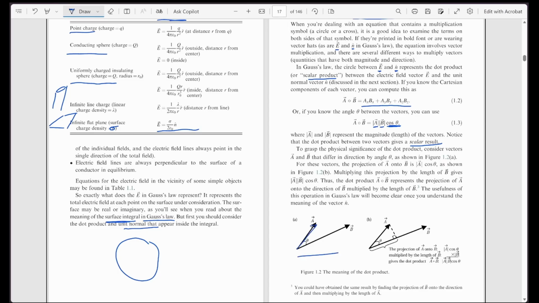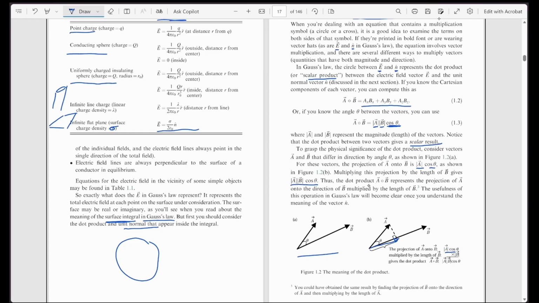So here is an example. We have this vector with a specific direction and this vector with another specific direction. So it's not just normal multiplication, like 5 times 3 equals 15. It's not like that, as each of them has a specific direction. They're vectors, not just scalar numbers. So let's see how the dot product is graphically represented. For these vectors, the projection of A onto B is A cosine theta. Multiplying this projection by the length of B gives AB cosine theta.